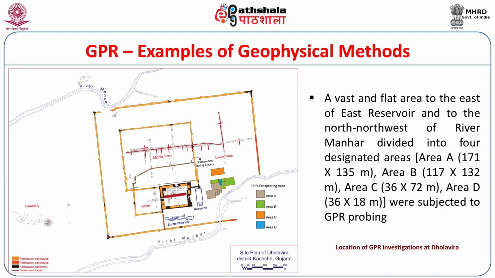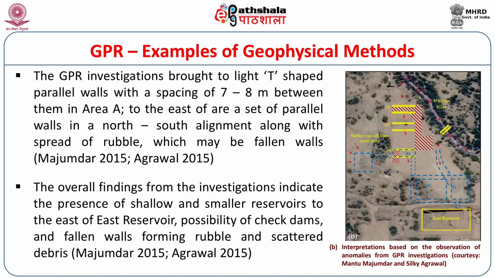So these ground penetrating radar results also indicate various features, anomalies located to the east of the east reservoir, indicating parallel walls, smaller tanks, which clearly indicates there are buried features. But here the excavations could not be carried out. And in the next slide you can clearly see the detail of the area from where the investigations have been carried out.